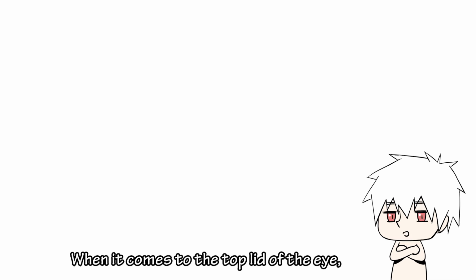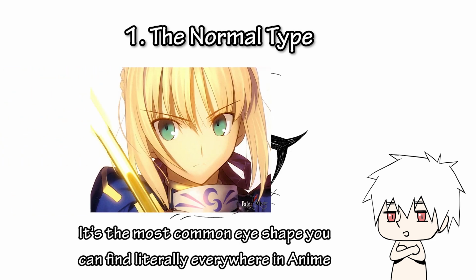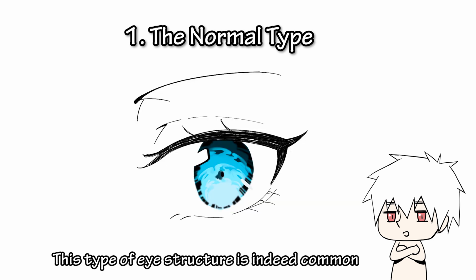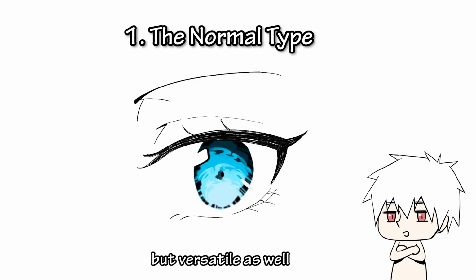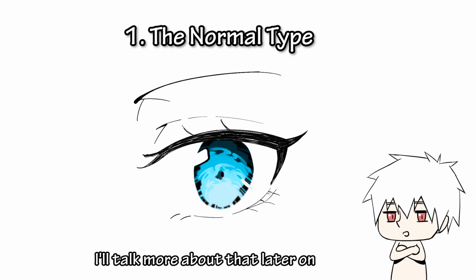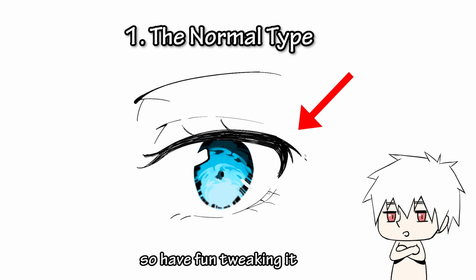When it comes to the top lid of the eye, there are 4 types in total. First, the normal type. It's the most common eye shape you can find literally everywhere in anime. This type of eye structure is common, but versatile as well, because it's suitable for almost every personality. I'll talk more about that later on. Using this as the base structure, you can modify it in various ways to form your own style like this, or this. Well, the creativity is endless, so have fun tweaking it.